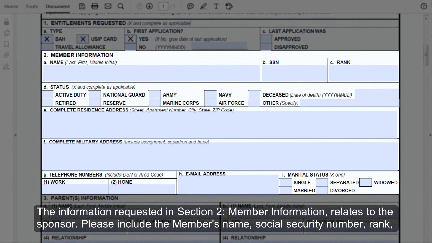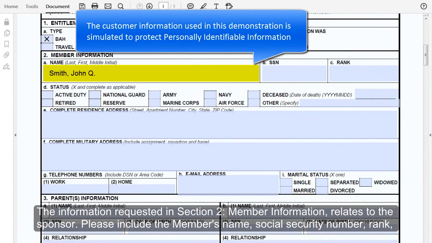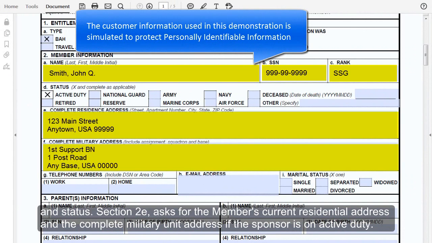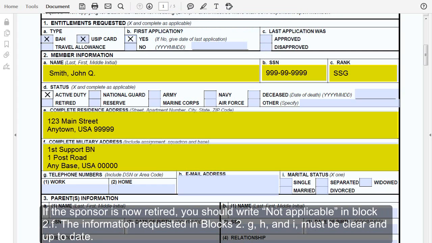The information requested in Section 2, Member Information, relates to the sponsor. Please include the member's name, Social Security number, rank, and status. Section 2E asks for the member's current residential address and the complete military unit address if the sponsor is on active duty. If the sponsor is now retired, you should write "not applicable" in Block 2F.